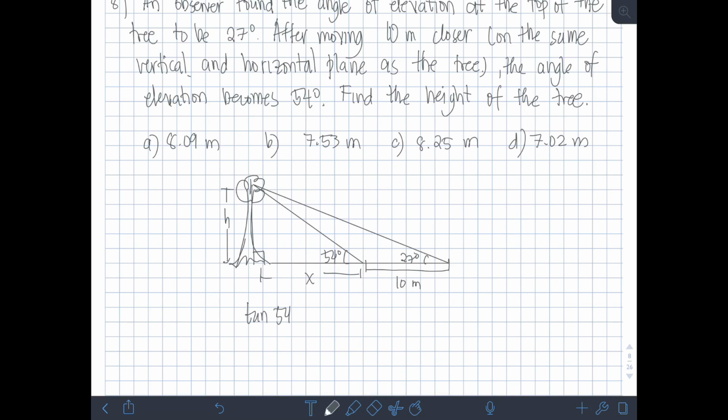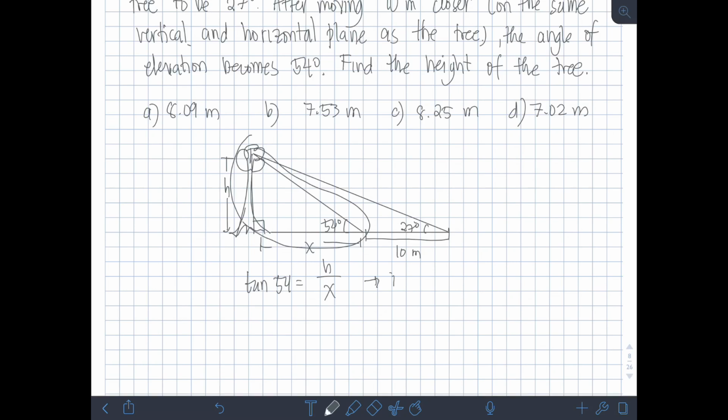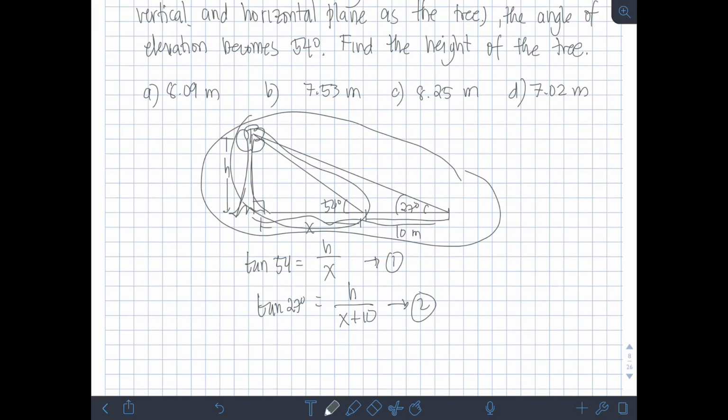So, tan 54, considering this triangle, equals h over x. Right? Equation 1. Then, equation 2, let's consider the whole triangle. So, tan 27, this angle, equals opposite over adjacent. H over this time, this leg, because we considered the whole triangle, which is, the leg is equal to x plus 10. Right? Equation 2.